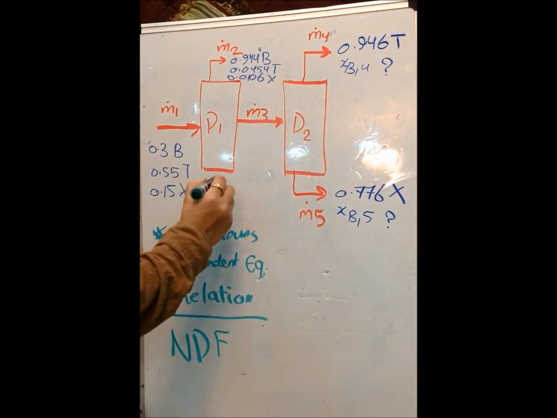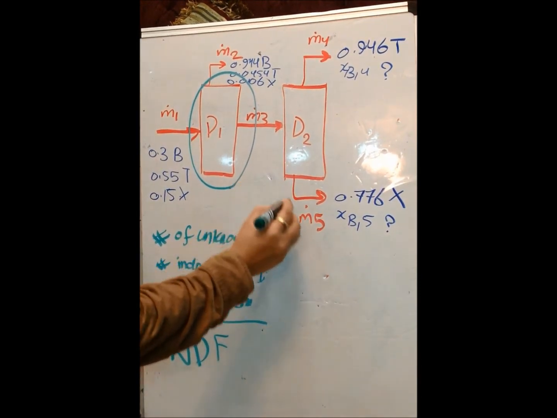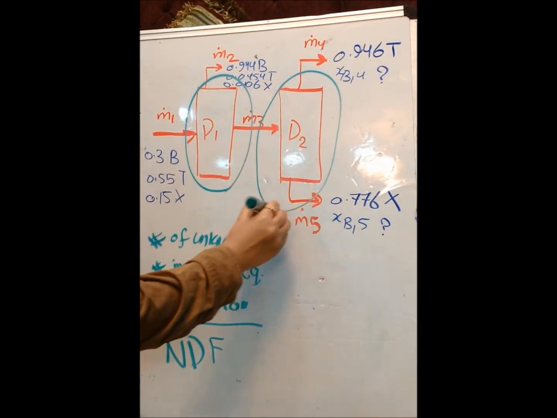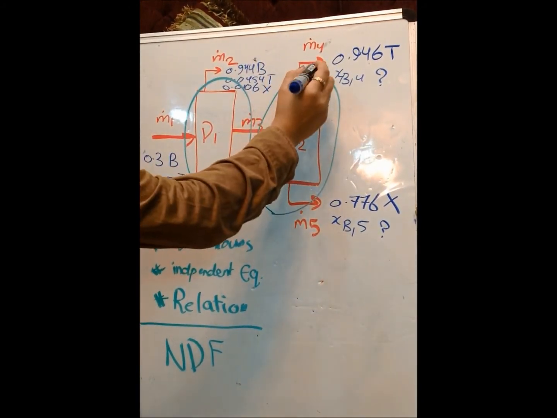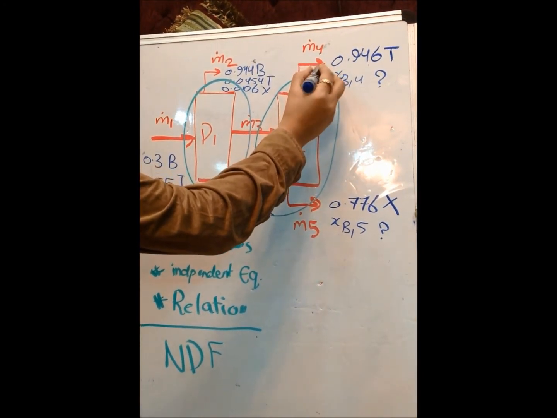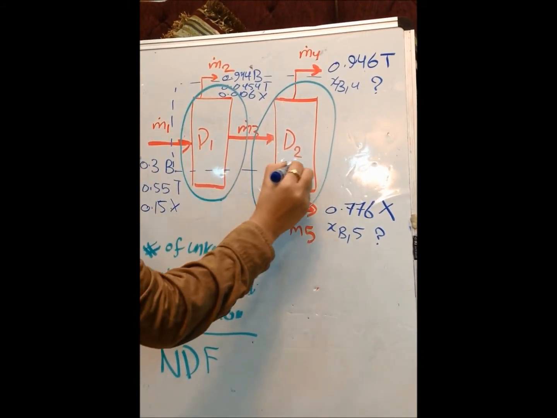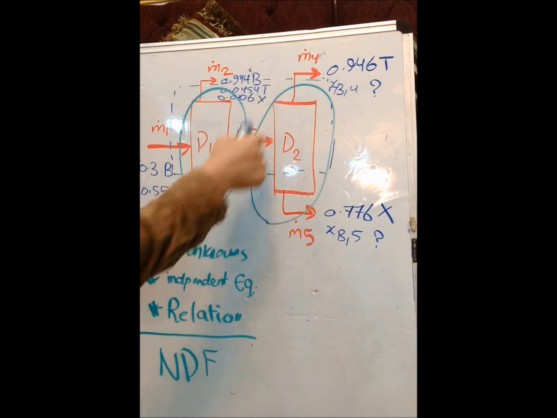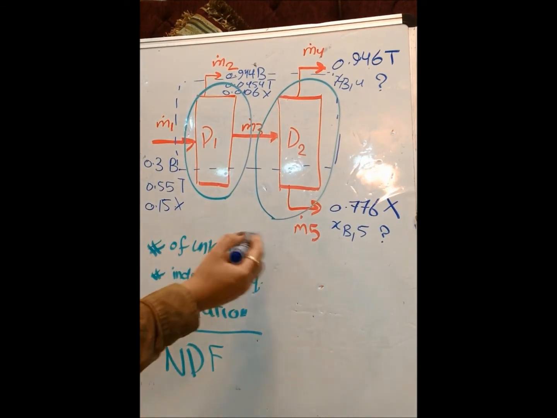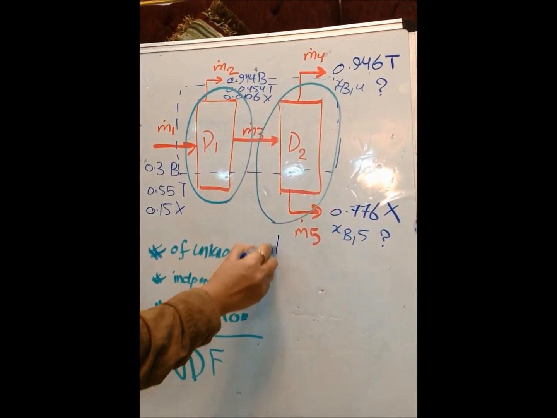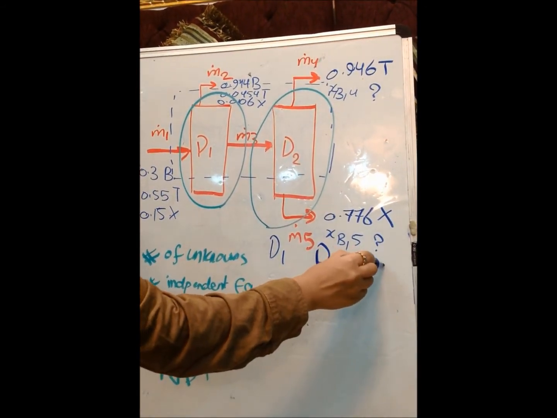First of all, we have the first distillation column. This will be our first system, and also the second distillation column, and finally we have the overall process system, which is consistent for all streams except the mass flow rate of the third stream, which is between the two distillation columns. So we have 3 systems: the first distillation column, the second distillation column, and the overall system.